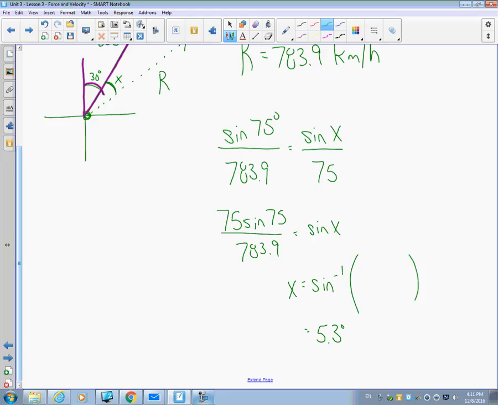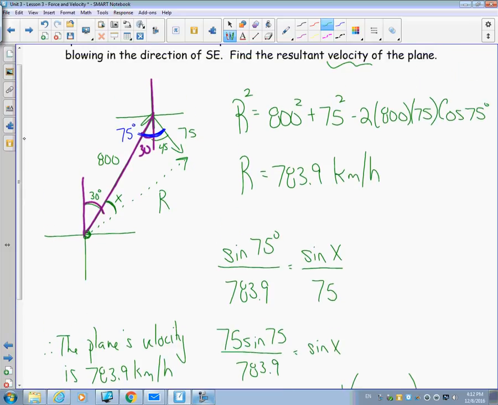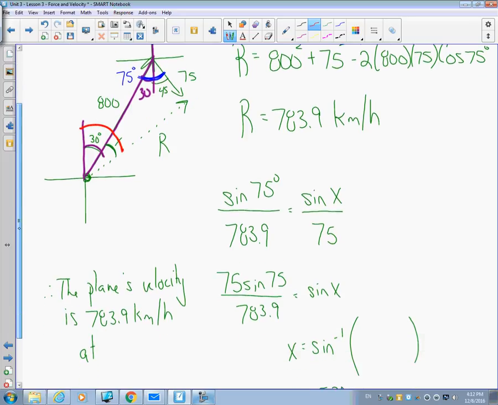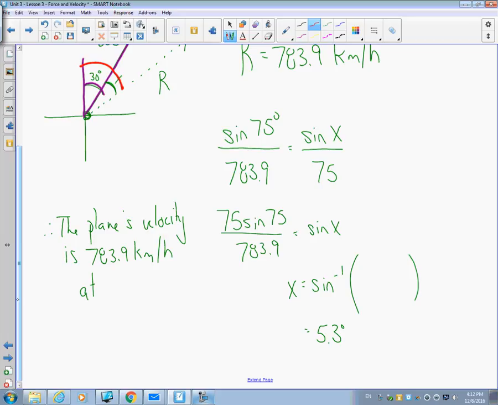Okay, let's answer the question. The plane's velocity, well, the speed, is 783.9 at, we need a direction. Now remember, the direction was 30, right? The angle here to here was 30, but it's gone a little bit further to the east, an additional 5 degrees. So the angle that it's going at is actually north 35.3 east. The 30 it started with plus 5 additional degrees because it's been pushed off course.